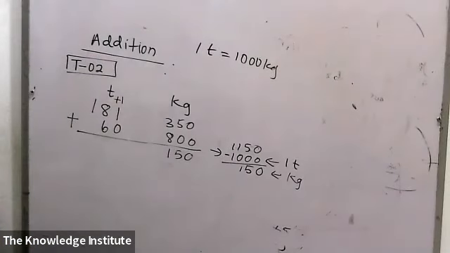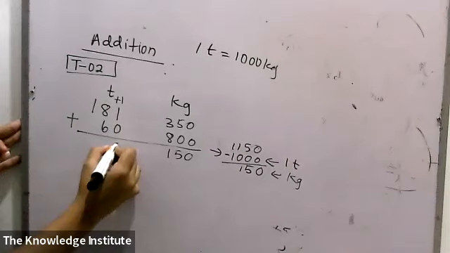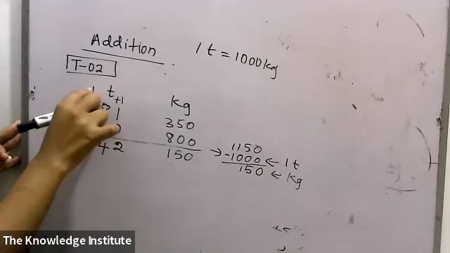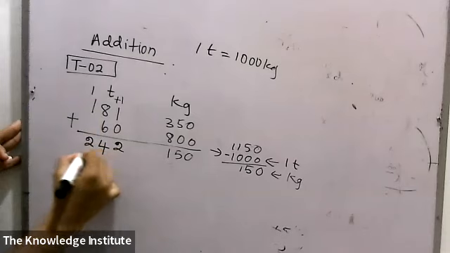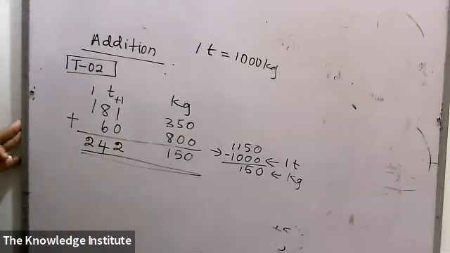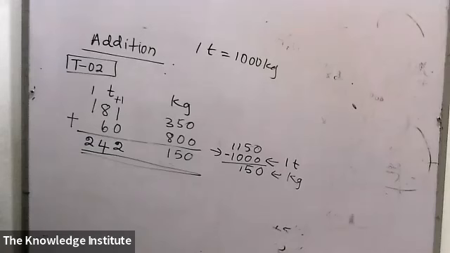Did you understand what I did? Yes, teacher. Okay, now let's add. 1 plus 1 is 2. 8 plus 6 is 14. 1 plus 1 is 2. Did you understand? Yes, teacher. These are the two types we have. You can copy down this.